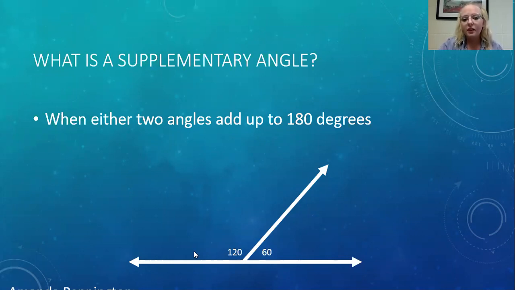That means that there's this line right here, and then there's two angles, and these two angles have to add up to 180. So we know from looking at this that 120 plus 60 equals 180 degrees. And so that's how we can verify that we got the right measurement.